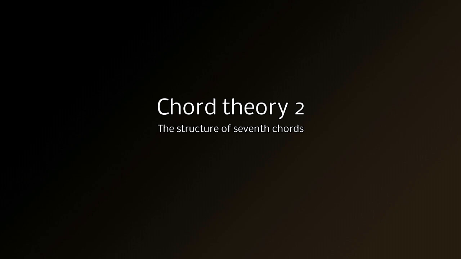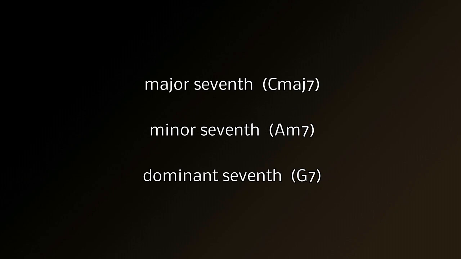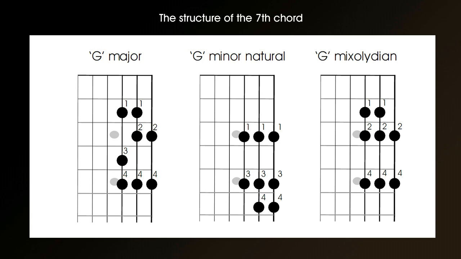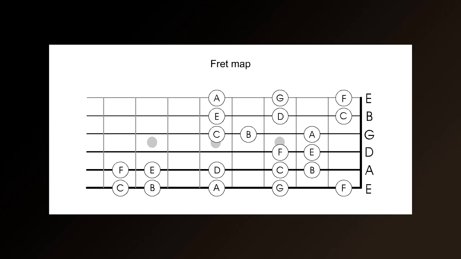Chord Theory 2, the structure of the 7th chord. During this tutorial we'll look at the major 7th, the minor 7th and the dominant 7th. In order to understand this tutorial, you should know the major scale, the minor natural scale and the Mixolydian scale. It's also useful to go over the lesson Chord Theory 1. If you don't know the names of the notes on the neck, a fret map would be useful for reference.